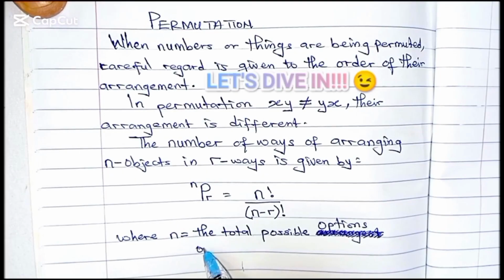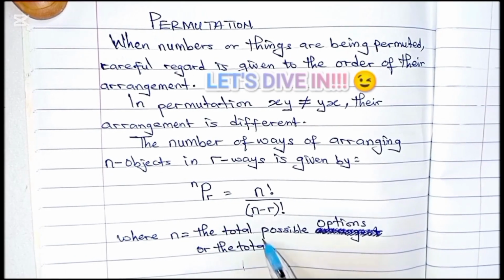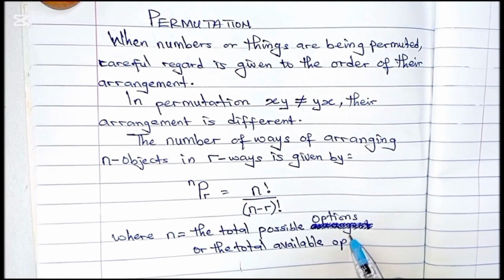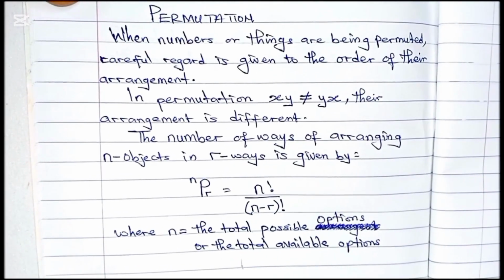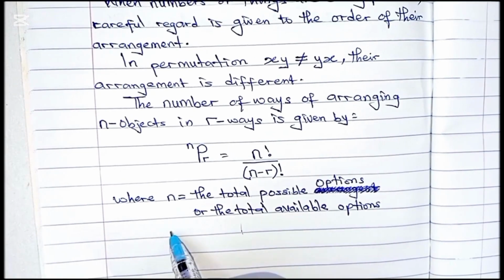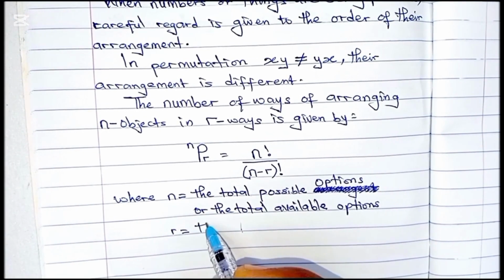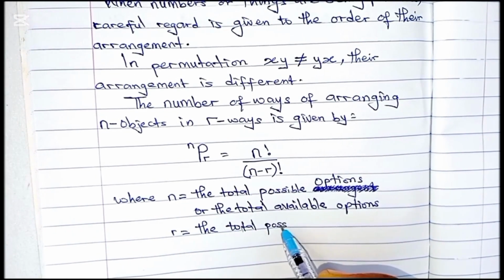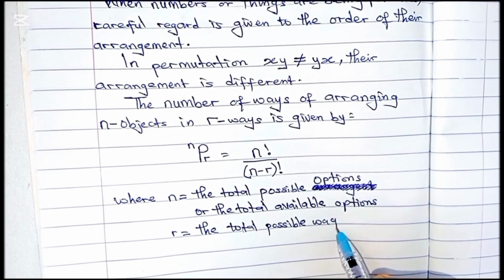Welcome. Permutation is the arrangement of things with regards to their order. That is, the position in which each element stands matters a lot. The number of ways of arranging n objects in r ways is calculated as n factorial over n minus r factorial, as seen in the formula.